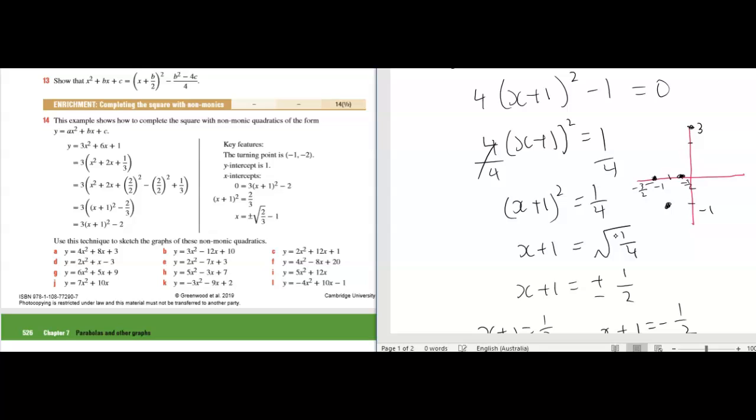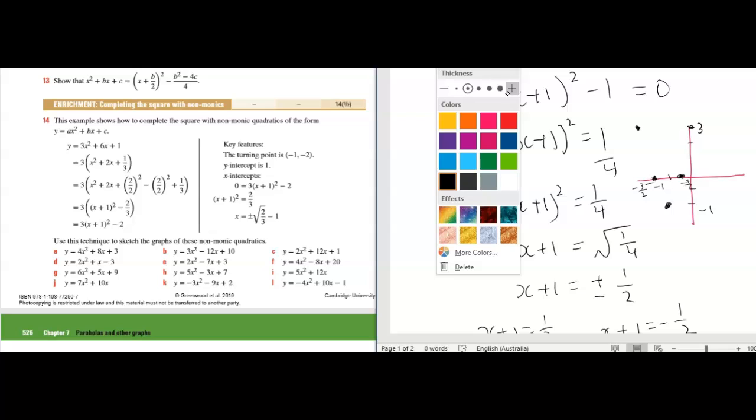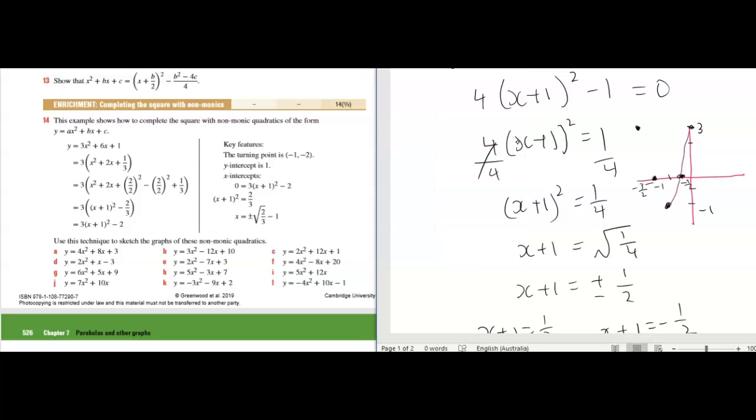If you wanted to, you can make it kind of symmetrical just to help you join the dots. So we're going up like that and up on the other side.